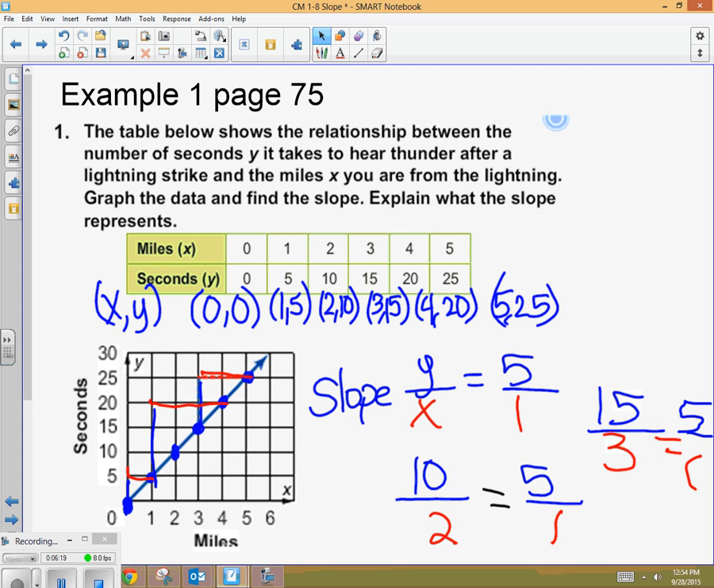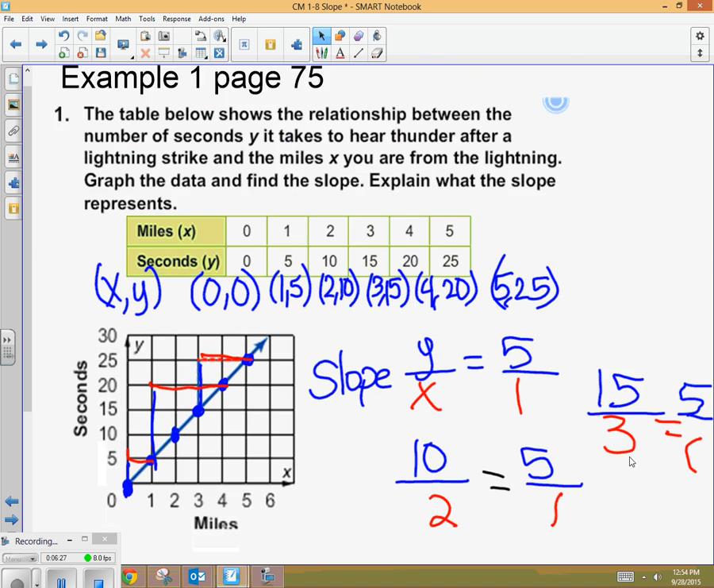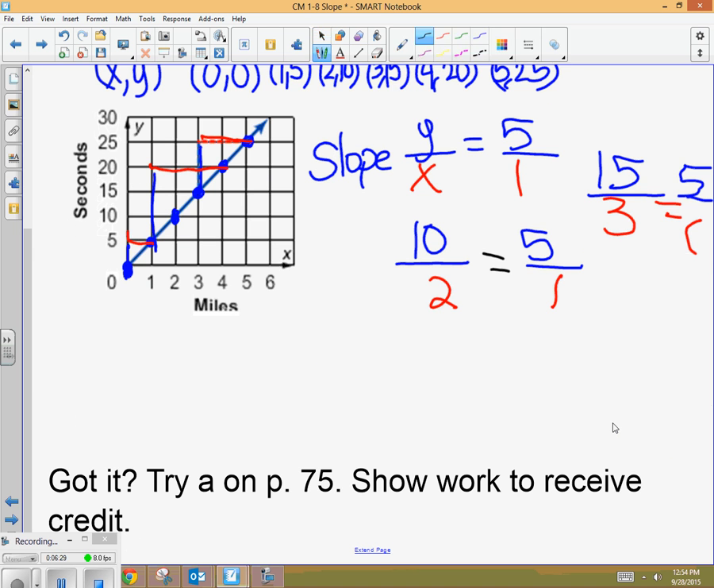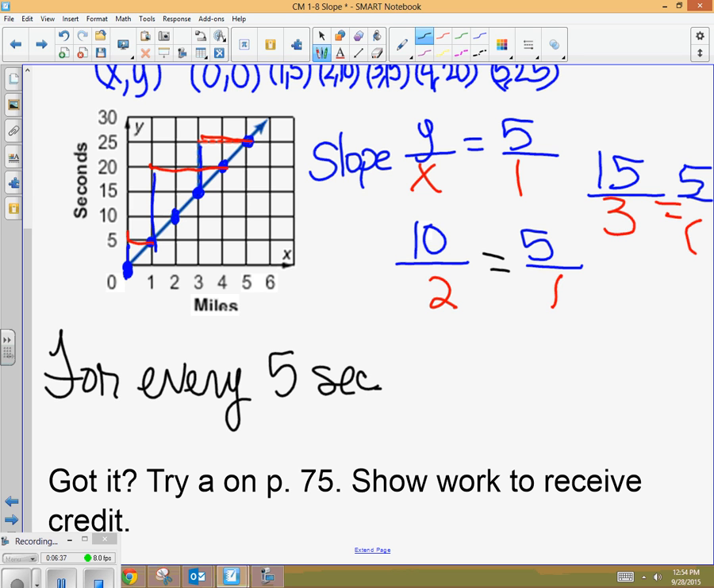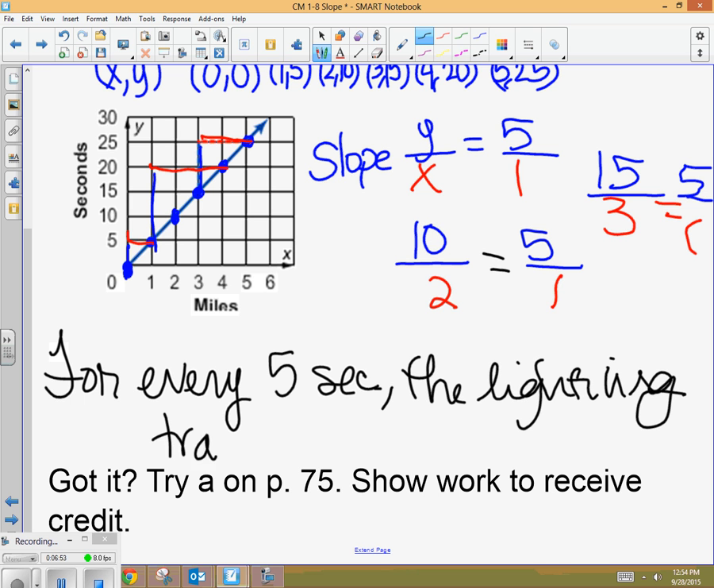That is our constant rate of change that we learned from lesson 1-7. So here's what the slope means. For every 5 seconds, and I'm going to write this out, for every 5 seconds, the lightning will travel 1 mile. And you can write that in your own words as well. The lightning travels 1 mile. I'm sorry, it's a little sloppy.